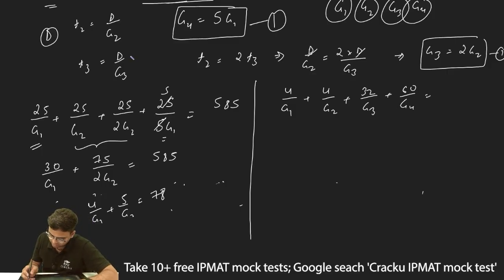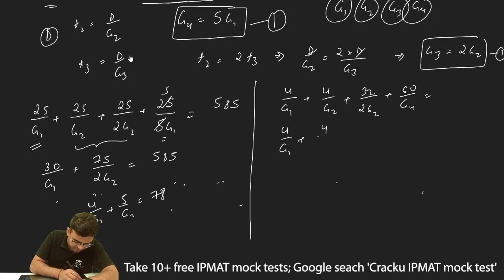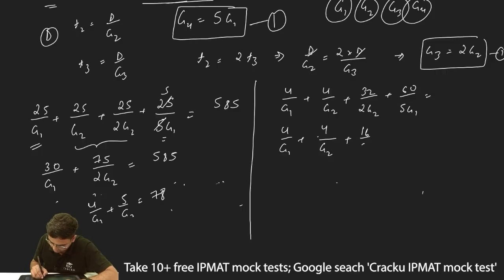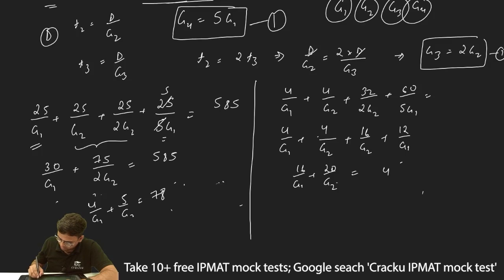So again we will write G3 as 2G2 and G4 as 5G1. So 4 upon G1 plus 4 upon G2 remains the same, 32 by 2G2 will be 16 upon G2, plus 60 by 5G1 will be equal to 12 by G1. Thus, if I further solve this, this will be 16 upon G1 plus 20 upon G2. Now, if I take 4 common, it gives me 4 times 4 upon G1 plus 5 upon G2.